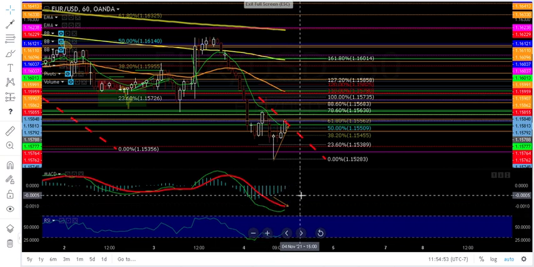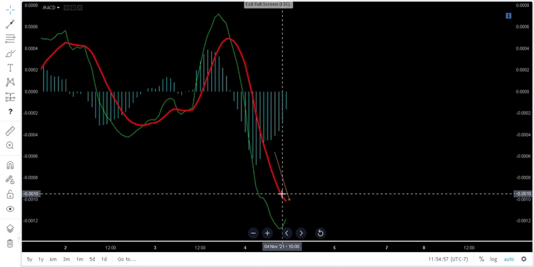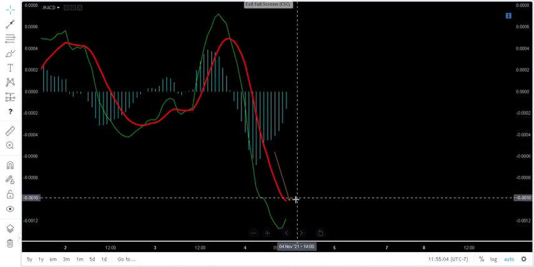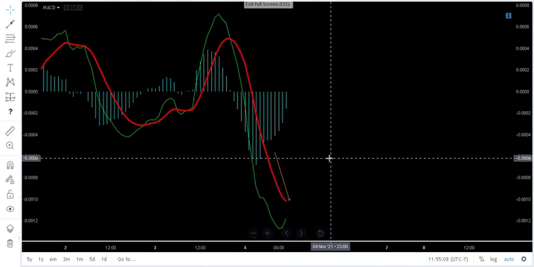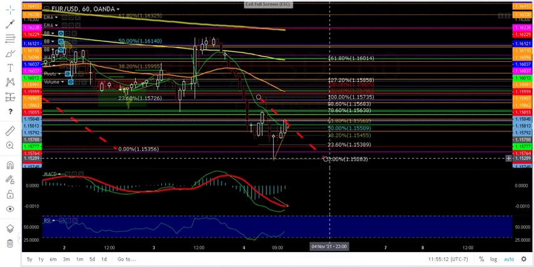And the momentum, the histogram bar is under. Price is not only under here, it's under the histogram at the 0% line, which is right here. So we got divergence on H1. Let me write that down. Price is about to go down. This is a short play.